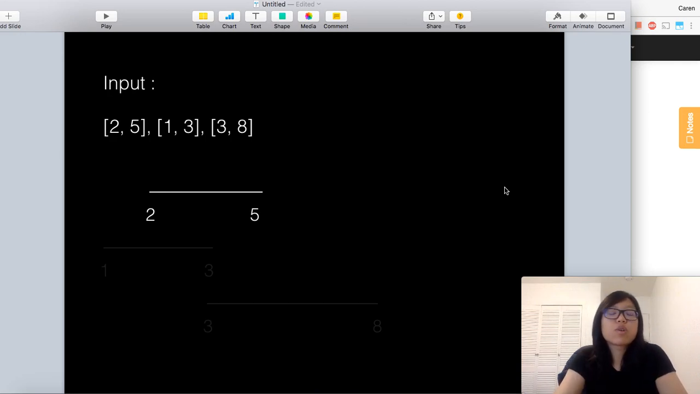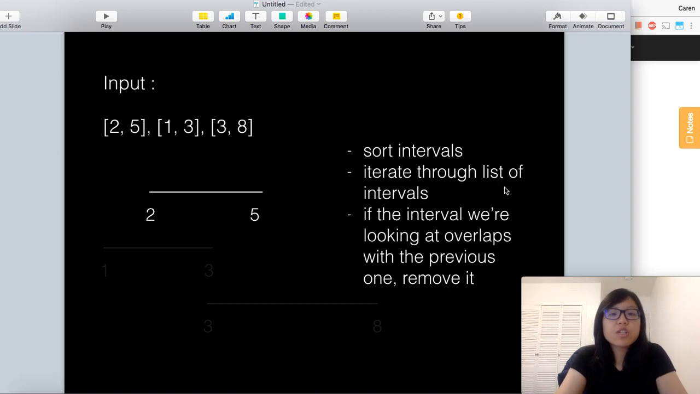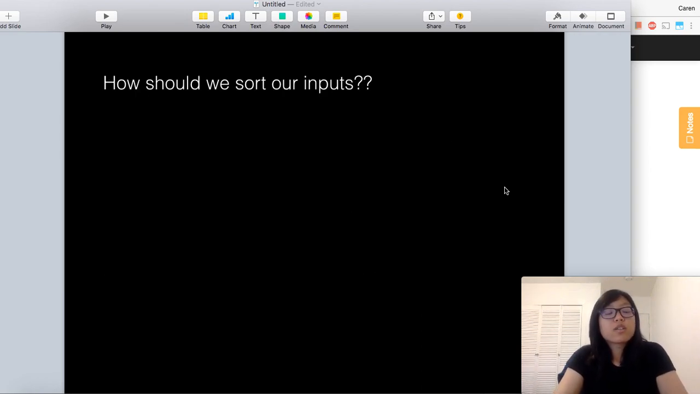So this presents the problem that maybe now we have to think about our input and how we could sort it in a way that will be beneficial to us later so that we can easily iterate through them. So the question now is, we have to sort the intervals first. Now our pseudocode and plan has changed a little bit. Before we iterate through the list and look at intervals that overlap with each other, we want to sort the intervals first so that we can do the second and third steps correctly. The hard question always becomes, how do we sort our inputs? There are many ways to sort intervals, so we want to figure out which approach would work for us.